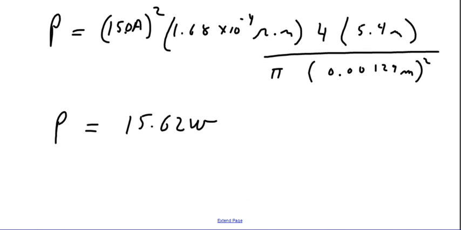I have 3 significant digits everywhere except the length and the voltage. So, all right, well, that's 2 out of 2. So I'm going to go with 16 watts as the power being dissipated, just because I'm using an extension cord.